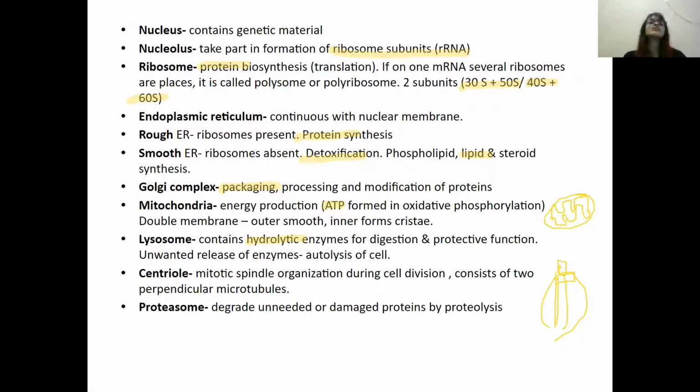Next up, not so important, the proteasome. It is specialized for degradation of proteins. The lysosome is mainly for digestion or other protective functions. That was general; the proteasome is more specific.